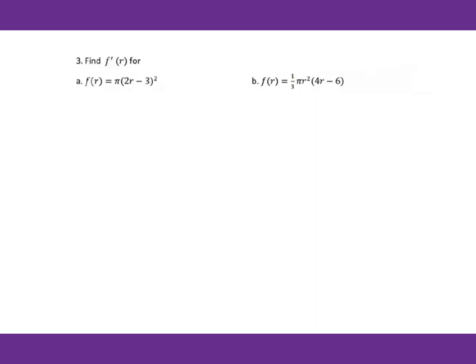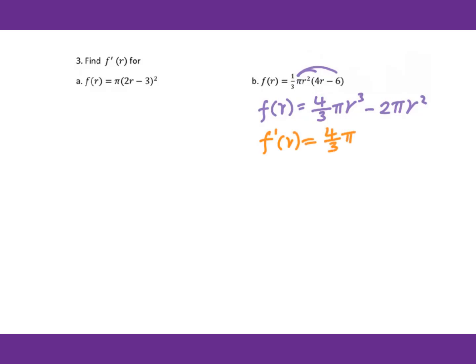Now let's go to B. First of all, we have to do the distributive property. So we get f of r equals 4 over 3 pi r to the third power minus, this is 2 pi r squared. Then we do the derivative for f of r. You will get 4 over 3 pi r to the third power, we do the derivative, then minus 2 pi r squared, we do the derivative.